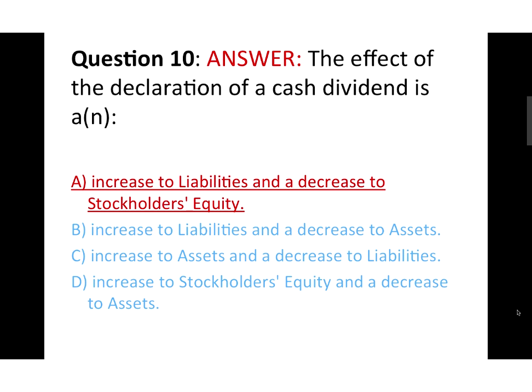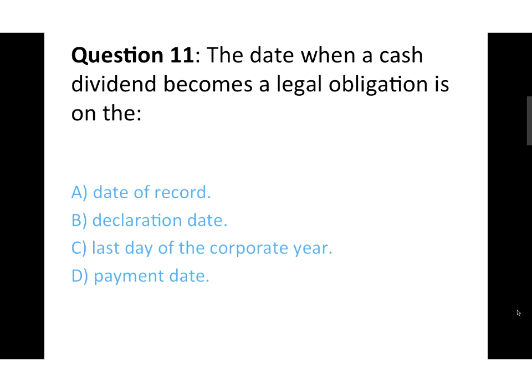Okay, one more question here. The date when a cash dividend becomes a legal obligation is on the what? Date of record, declaration date, last day of the corporate year, or payment date. Which one of those? Okay, so the date when a cash dividend becomes a legal obligation. This is saying, when does it become a liability? Another 10 seconds and we're going to close this one.